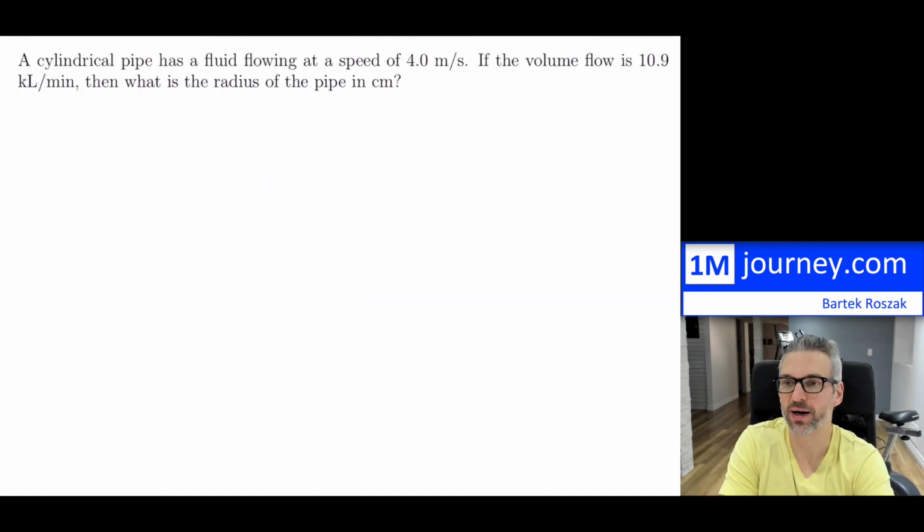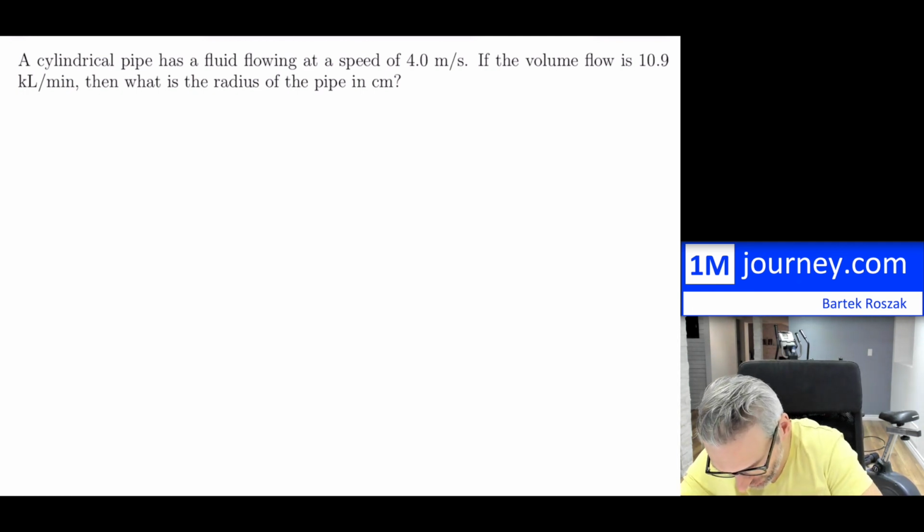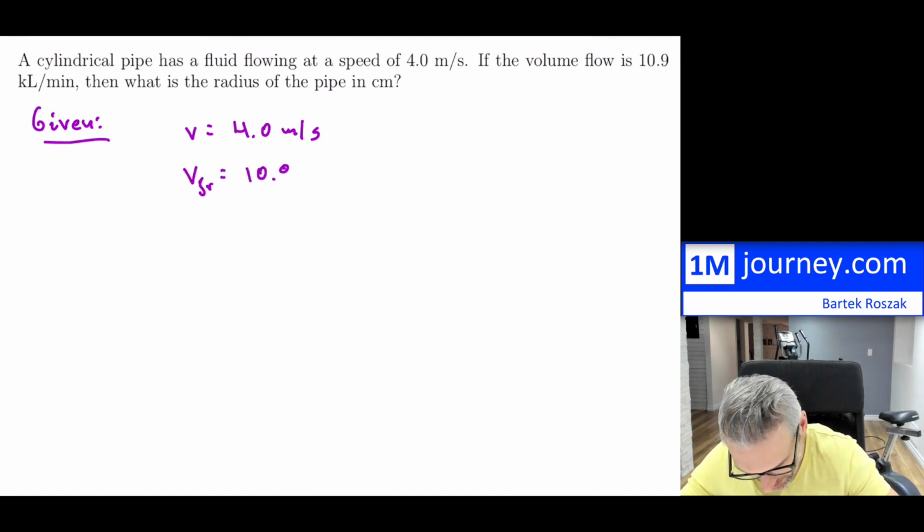Here we have a cylindrical pipe, which has a fluid flowing at a speed of 4 meters per second. If the volume flow is 10.9 kiloliters per minute, then what is the radius of the pipe in centimeters? This is just a little bit of an annoyance because of all of the different units. So let's write it down. We have the speed, 4 meters per second, which is all metric standard. And now we have the volume flow rate, which is 10.9 kiloliters per minute.